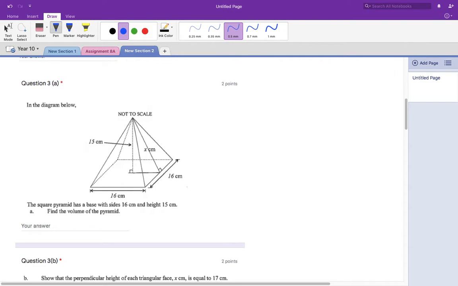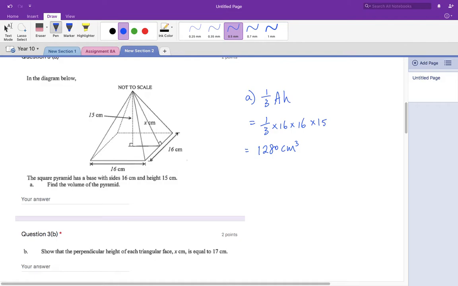Question 3. The first one is just the volume of a pyramid. So question A is a third A times H. A is the base, which is a square, and the perpendicular height is given to you. The answer should be 1280 centimeters cubed.